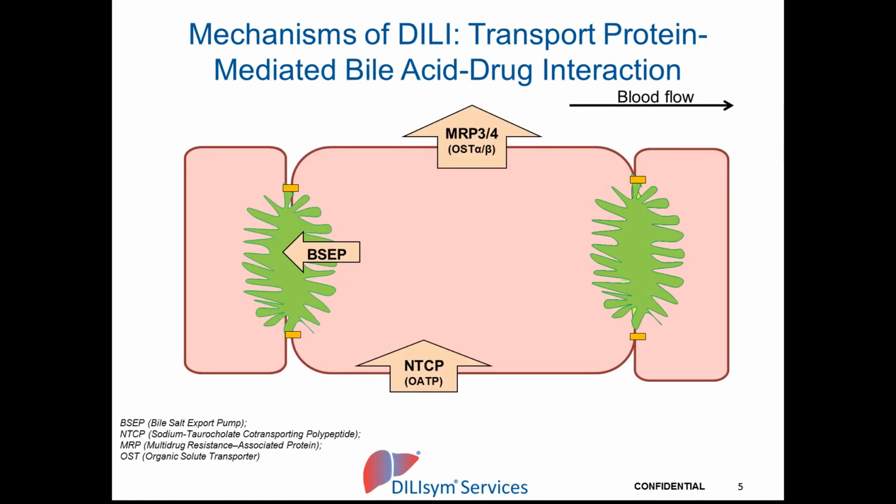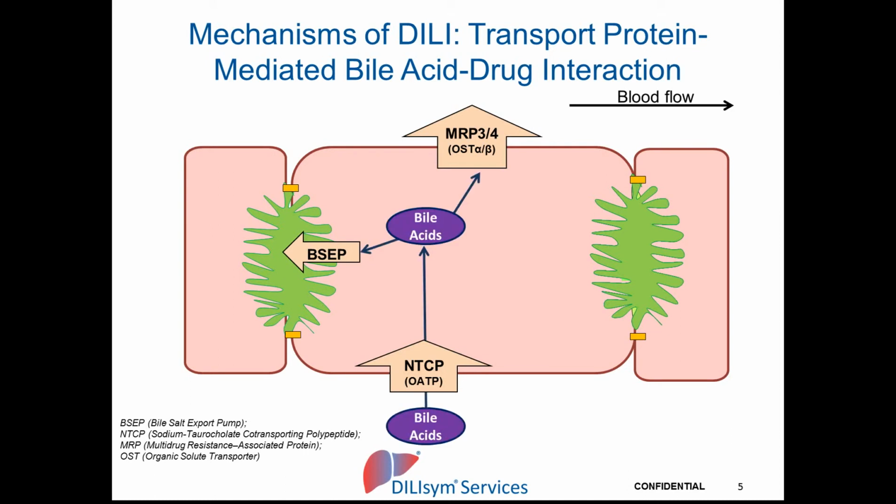A little bit to expand on how bile acids may elicit hepatotoxicity, particularly the troglitazone effects. You can see listed here the hepatocyte within its native environment. You can see blood flow from left to right, and NTCP is the transporter that's responsible for bringing bile acids into the cell. BSEP is the transporter that's responsible for canalicular transport out of the cell, while MRP3 and 4 are responsible for basolateral export of bile acids from the cell.